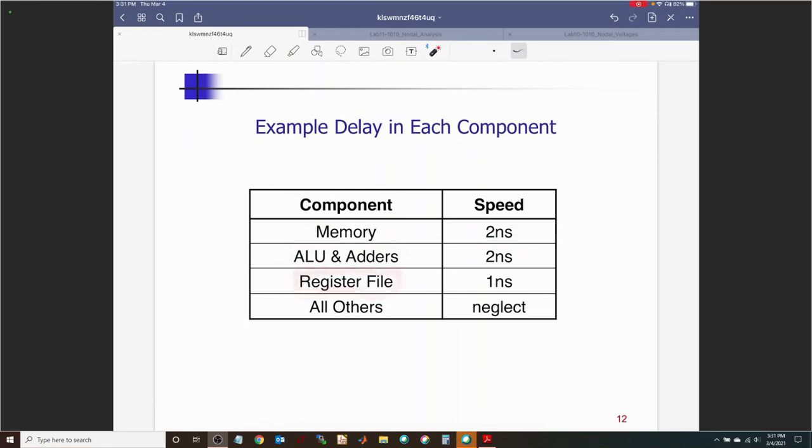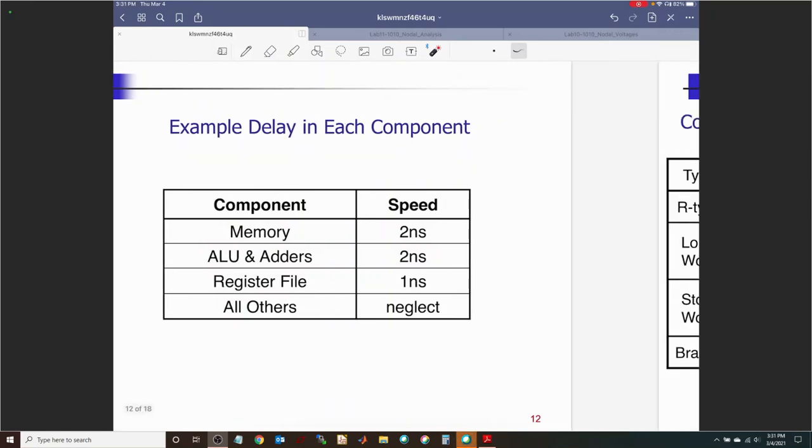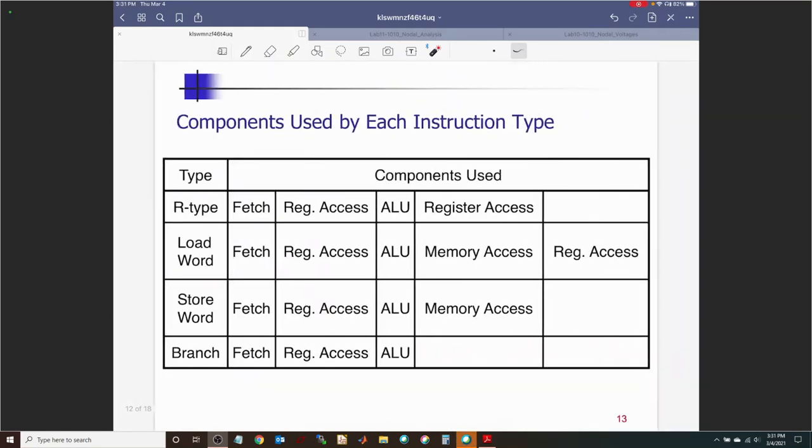Accessing a register file needs 1 nanosecond, and everything else is so small that you can neglect it. Right. So let's try to look at, for each type of instruction, what are the different components I would need to use.